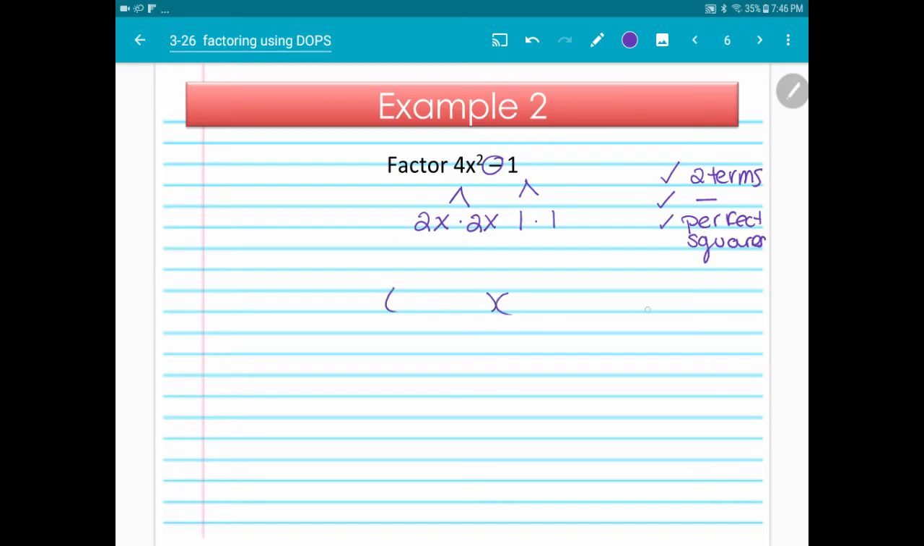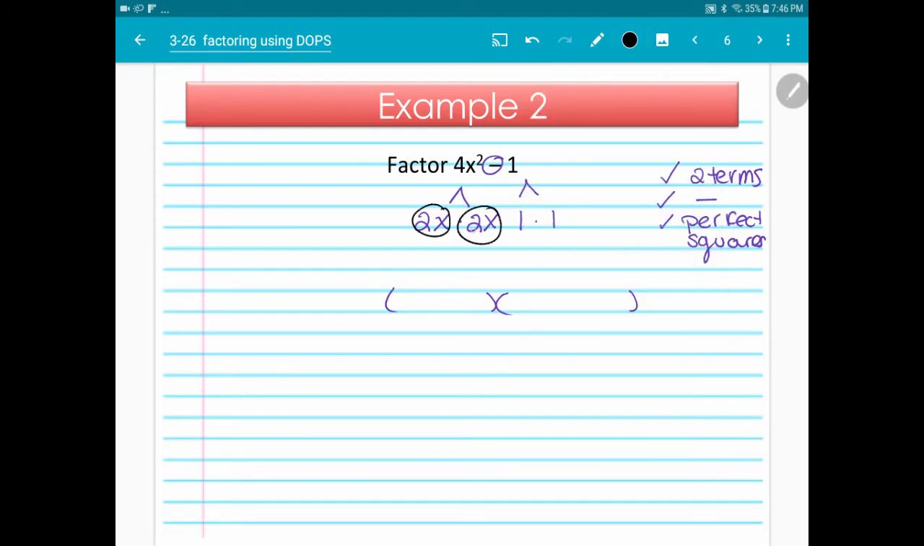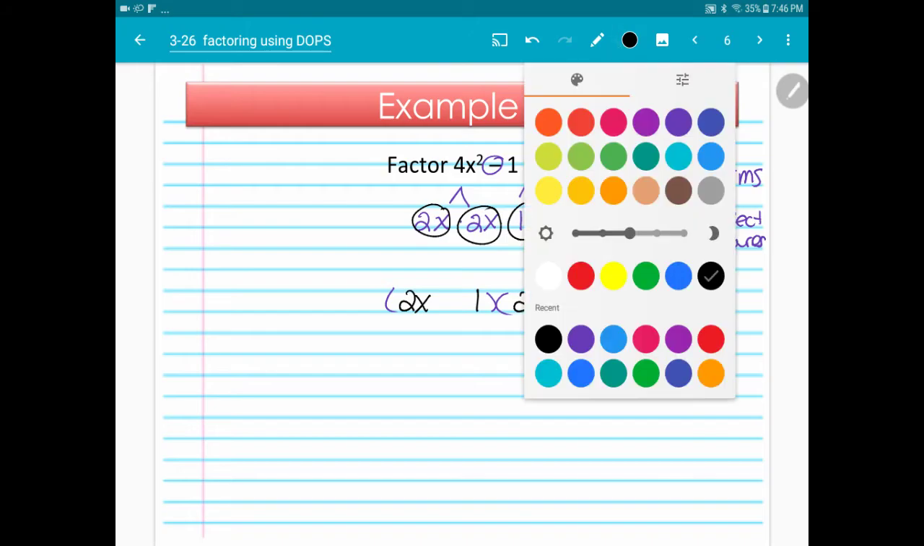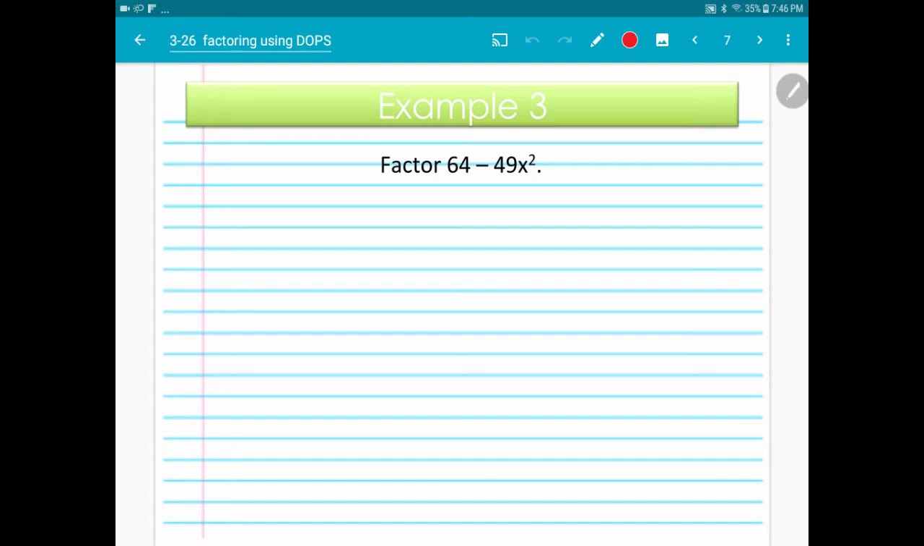I'm going to set up my 2 parentheses. Again, I'm going to split up my x's, 2x and 2x. Then I'm going to do the same with my numbers, 1 and 1. And my 2 signs in the middle, one's going to be a positive, one's going to be a negative in order to get that negative. Doesn't matter which one you put first. That's it. That's how you factor that. Okay? So why don't you try the next 2 examples, all right, and then pause this video, and then you can check your answers with me.